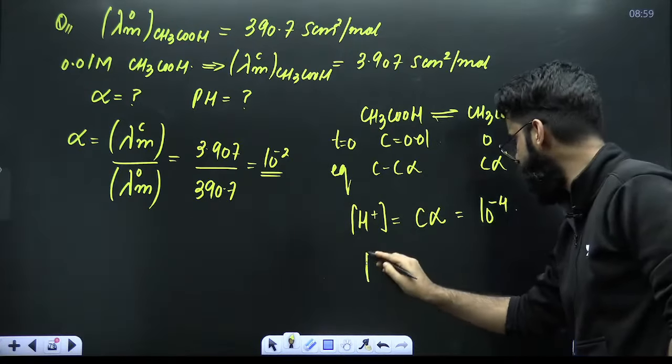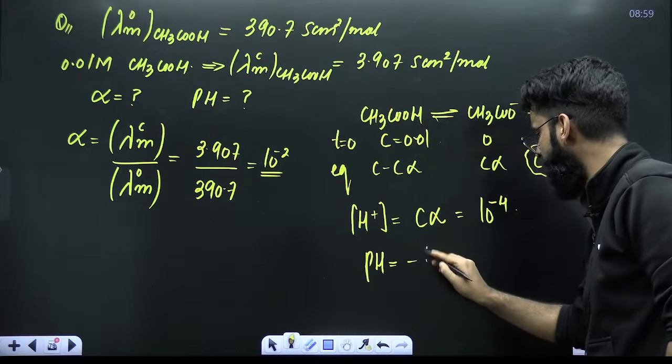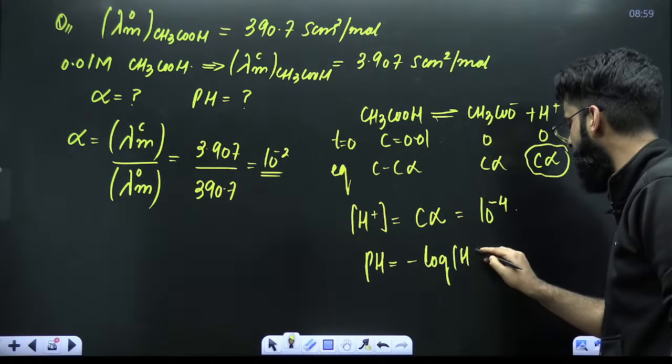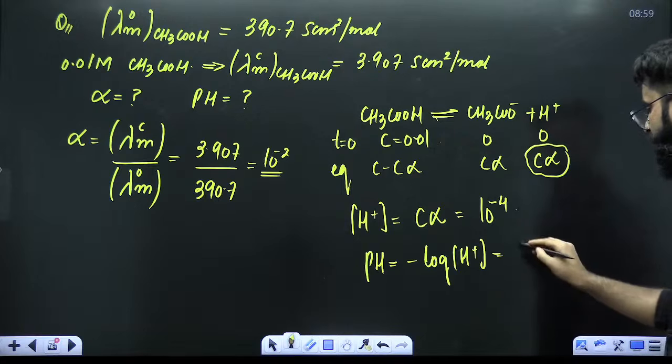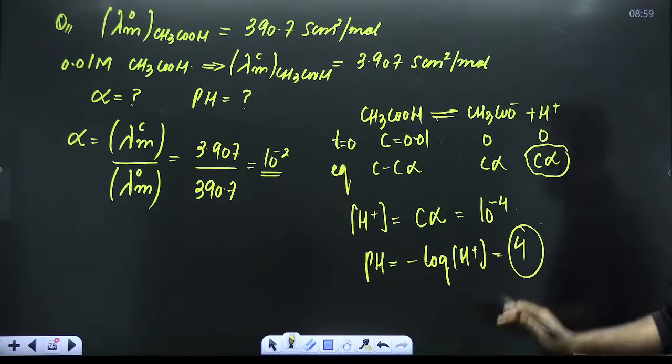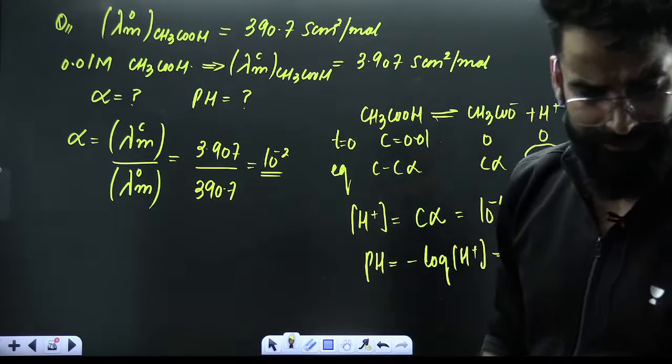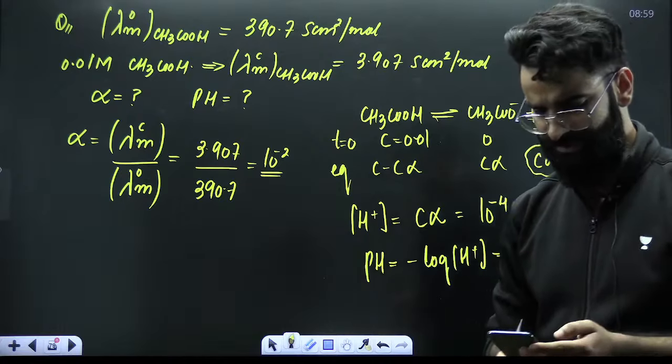If you got the H positive concentration, can't you calculate pH? pH is nothing but minus log of H positive concentration. So it is minus log of 10 raised to the power minus 4. So the pH of the final solution comes out to be 4. Isn't this clear? Isn't this clear to everyone?